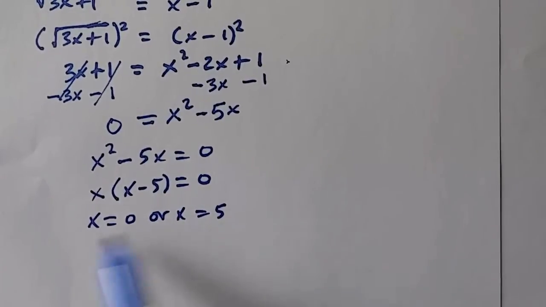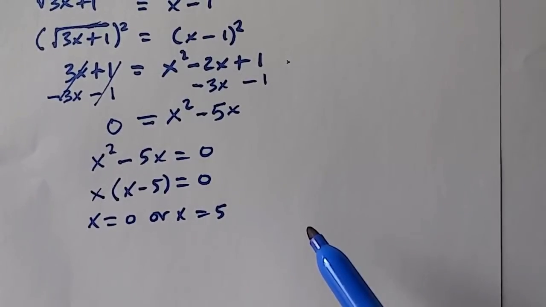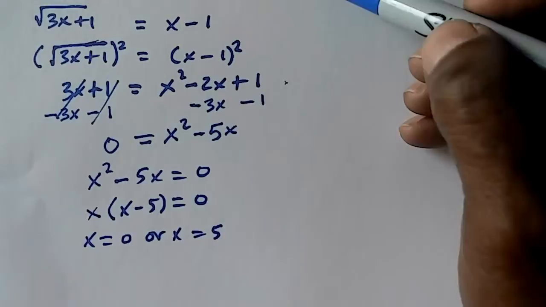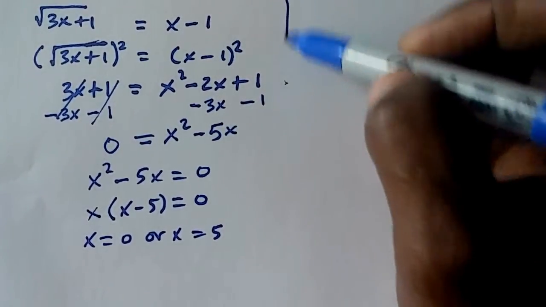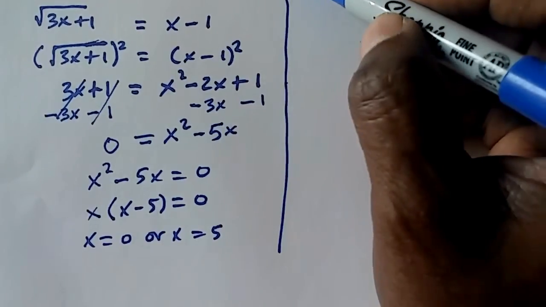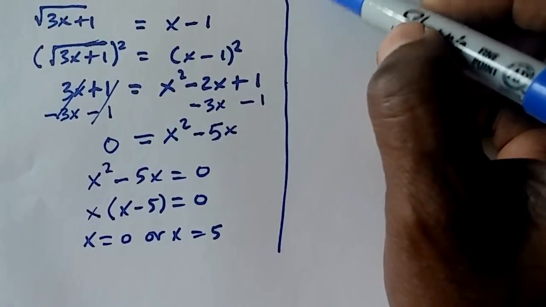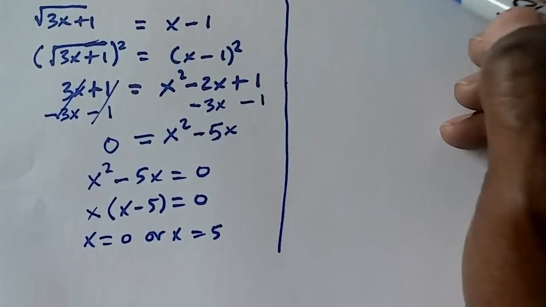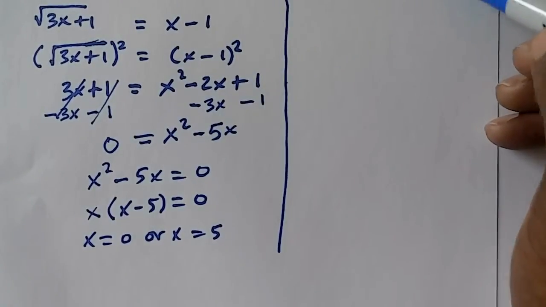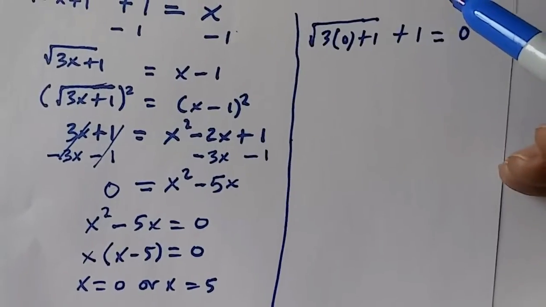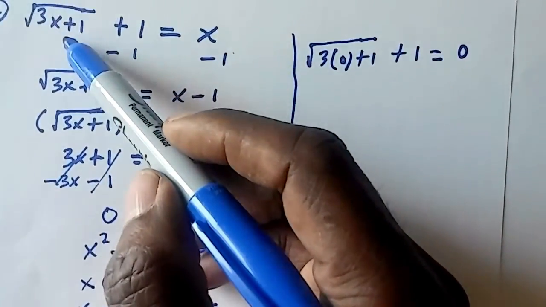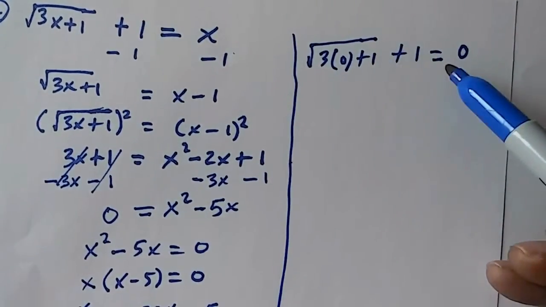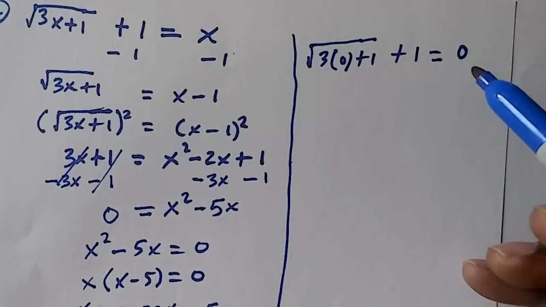Now we have two solutions, but we are not done. We must check with the original equation. So we're going to go back all the way to the original equation to check. We're going to check with this. So we're going to check square root of 3 times 0 plus 1, plus 1 equals 0. Notice that I plug in x to every single appearance of x. So x is 0 here, x is 0 here. So I plug in 0 for x, anywhere x is showing up.